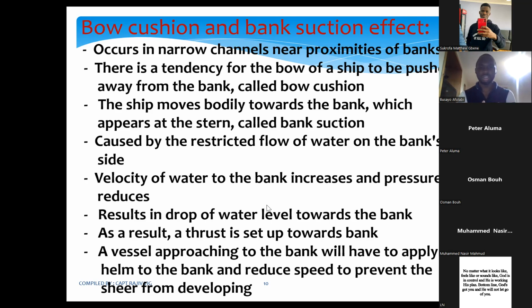The velocity of the water towards the bank increases, and the pressure will reduce, of course. This results in a drop of pressure level towards the bank, and as a result, a thrust is set towards that bank. So for a vessel approaching the bank, we have to apply helm to the bank to reduce the speed and prevent the sheer from developing. It's another maneuver you need to do if you are faced with those kinds of situations, especially for smaller vessels.